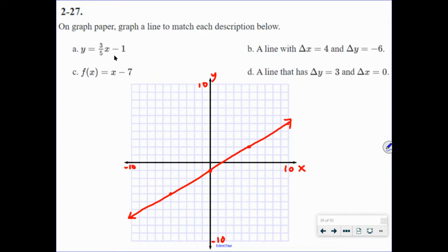Got it? All right, now I'm a different color. I'm going to do B. So actually take a second, pause it, and when you're ready, unpause it, and let's see if you're right.